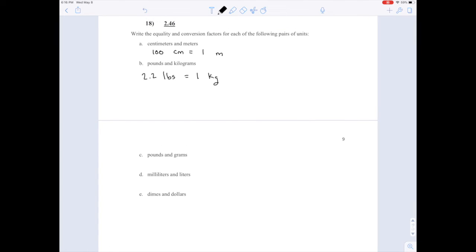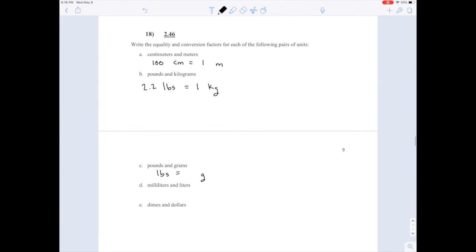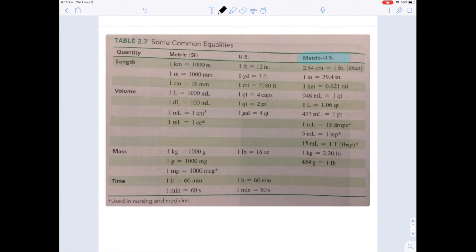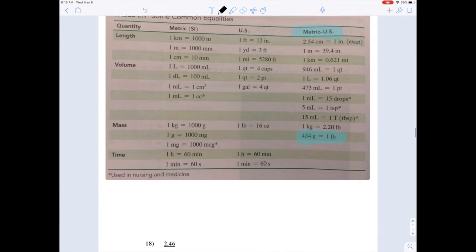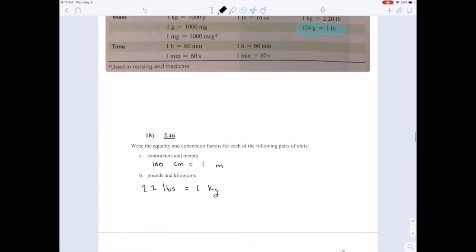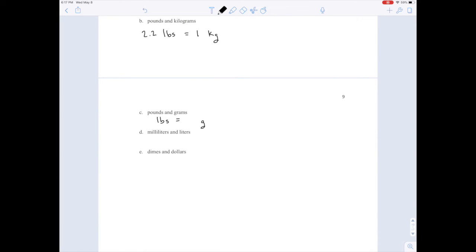Then they ask for pounds and grams. How do those two units relate? How do pounds relate to grams? Well, pounds are a US unit, grams are a metric unit, and so we have that far right column. That's what we're going to look at. And we can see in that column there are 454 grams in 1 pound. So there are 454 grams in 1 pound. And that's the conversion factor that relates those two units.